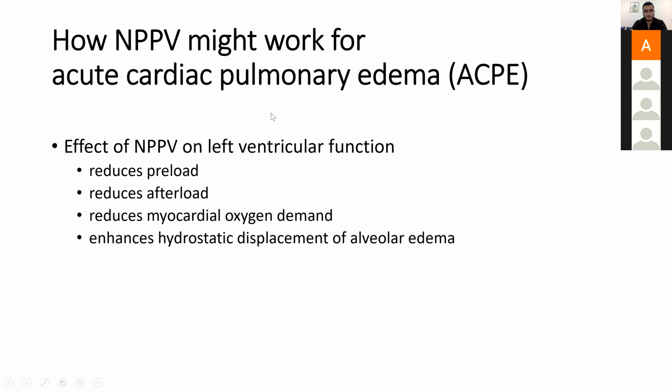The left ventricular function usually would improve with positive pressure ventilation or non-invasive ventilation by reducing the preload and the afterload, reducing the myocardial oxygen demand, and enhancing hydrostatic displacement of alveolar edema, meaning that it improves the emptying of the alveoli from the fluids.